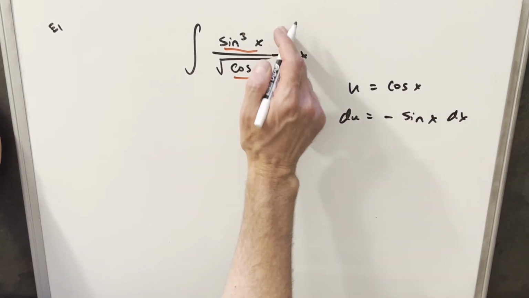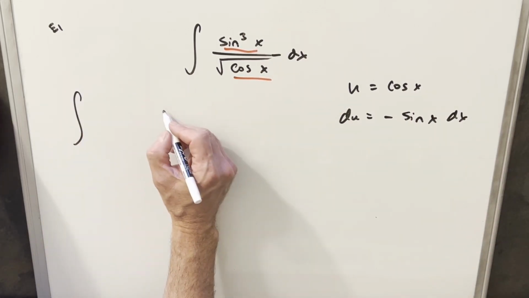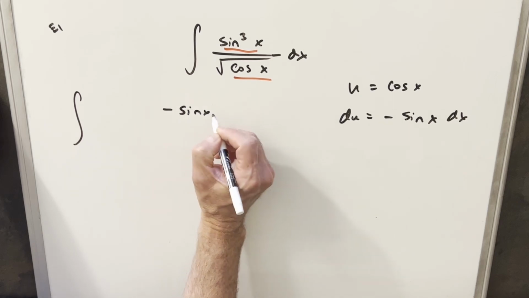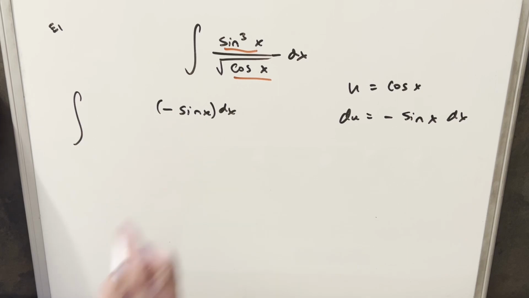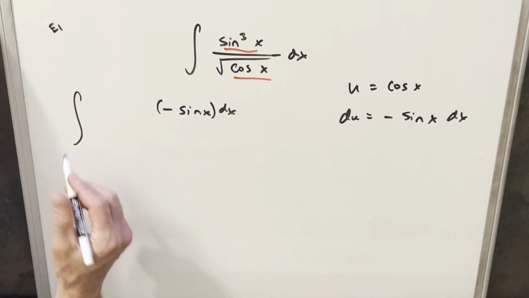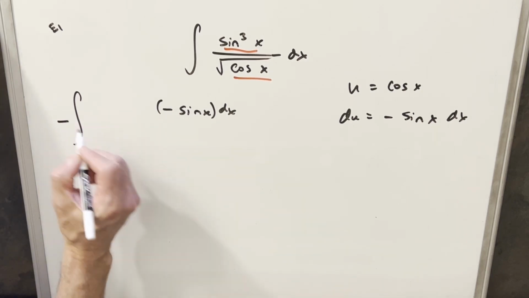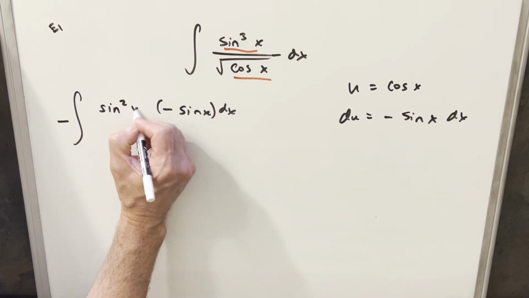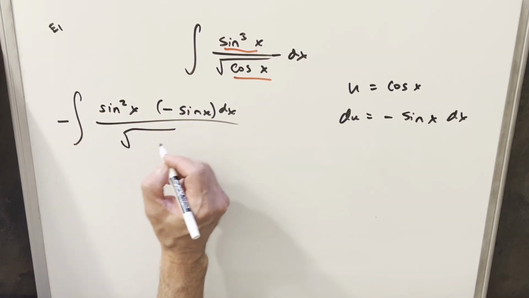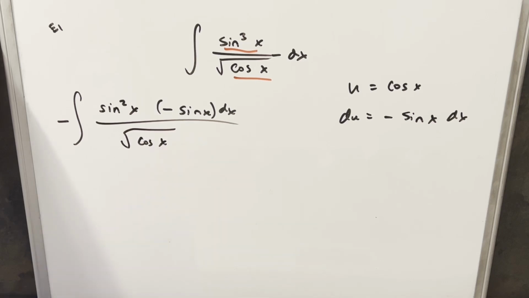Now we don't have that exactly in the numerator, but we can create that. What I'll do is create exactly what I want over here, sine x times minus sine x dx. But so that I'm not changing the sign, let's bring a minus up front. And then we need sine cubed, so let's multiply this by sine squared x. And then I'm going to have my square root of cosine x in the denominator.